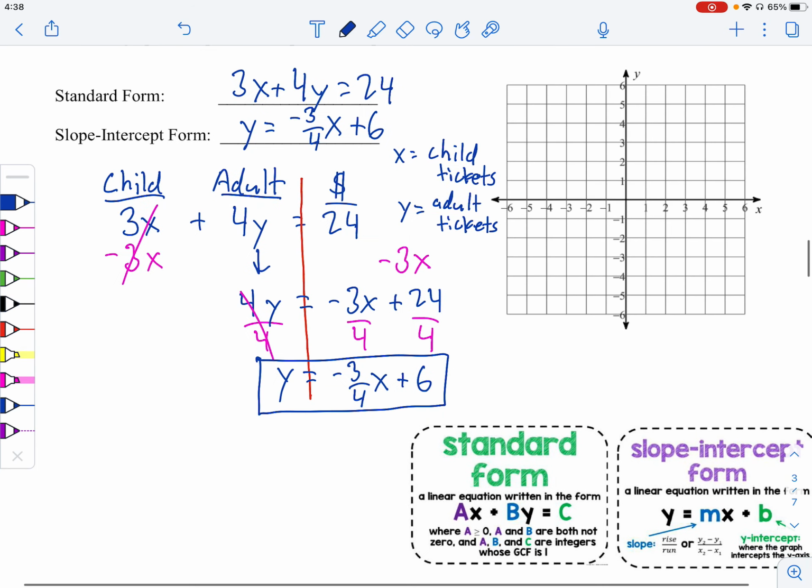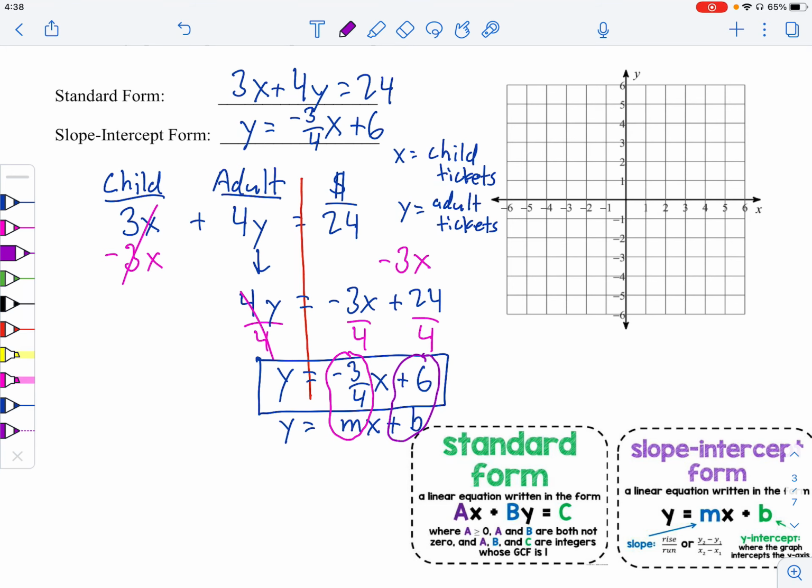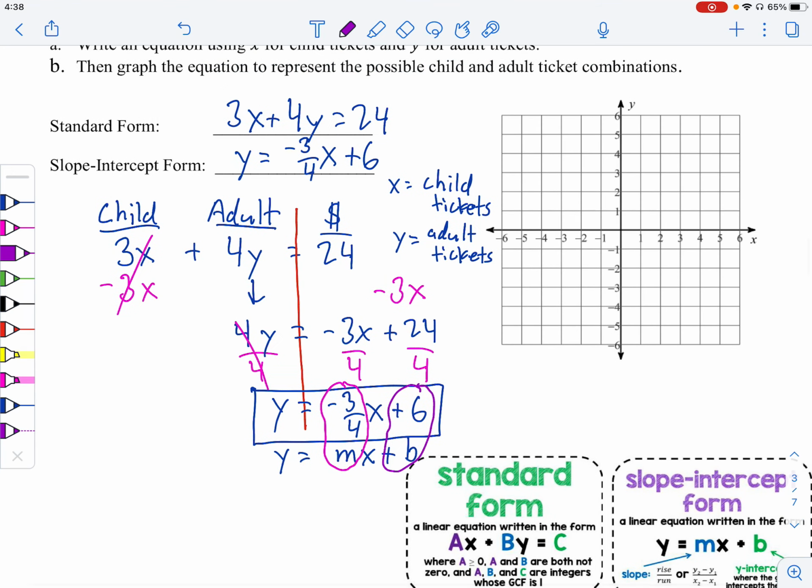And again, we can identify, comparing y equals mx plus b. We got our slope here, negative 3/4, and we got our y-intercept, positive 6. So our y-intercept is at positive 6. Right, so 0, 6, always 0, right? Our slope is negative 3/4. So you know if it's negative, it should be going down. So our slope should be going down to the right. Let's see if that works, right?